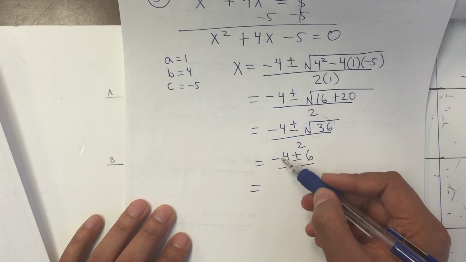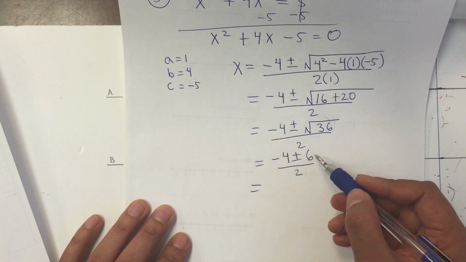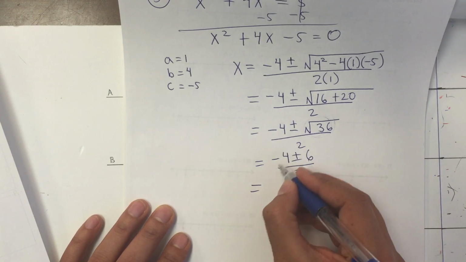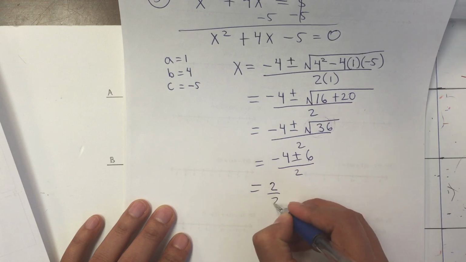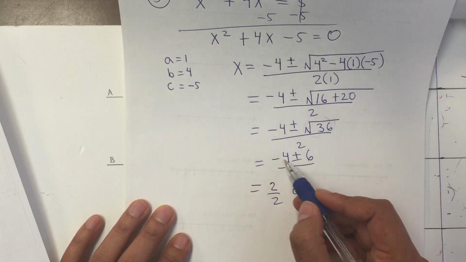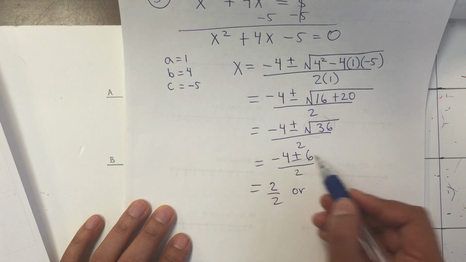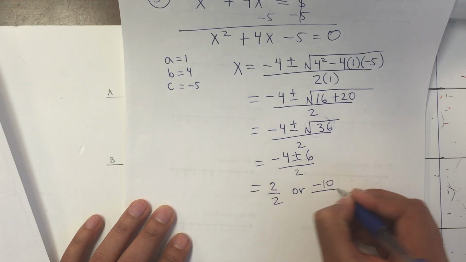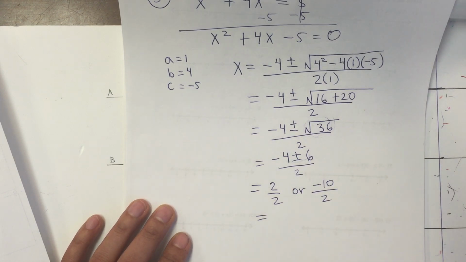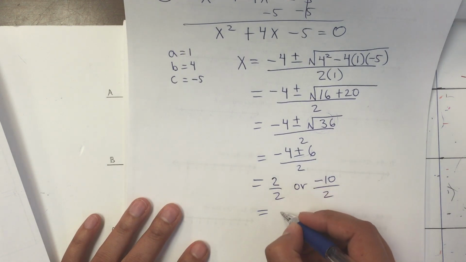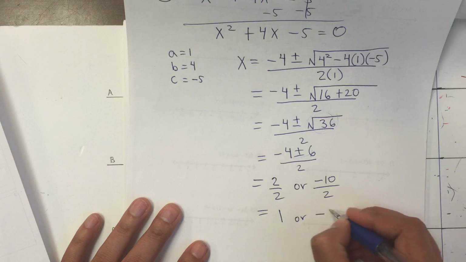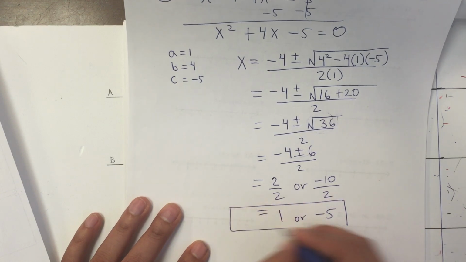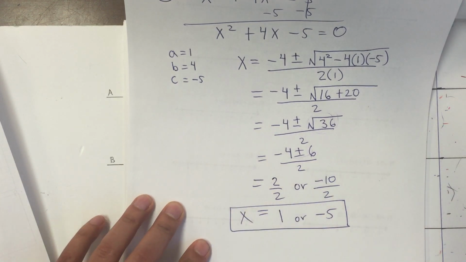And so both paths, adding the 6 and then subtracting the 6 from negative 4. So when we add 6 to the negative 4 is positive 2 divided by 2. Or when we subtract, negative 4 minus 6 is negative 10 over 2. And so my answers will be 2 divided by 2 is 1, or negative 10 divided by 2 is negative 5. Okay, so those will be the values of x.